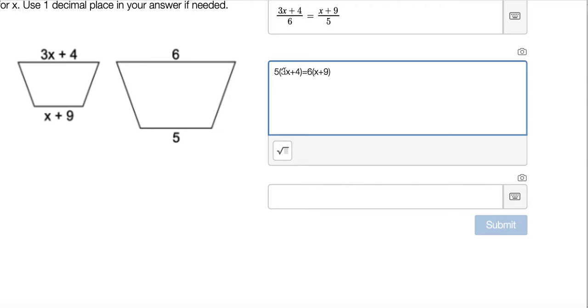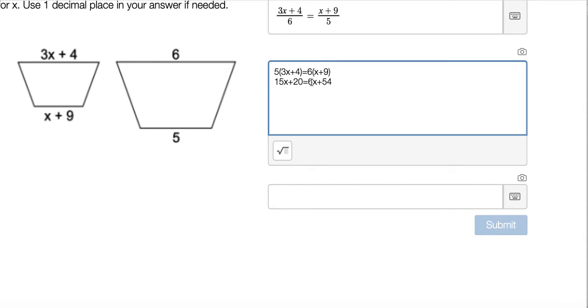5 times 3 is 15x. Bring down your plus sign. 5 times 4 is 20. Bring down the equal sign. 6 times x is 6x. And 6 times 9 is 54. So again, we set cross products equal to each other, we distributed, and then we will continue to solve.